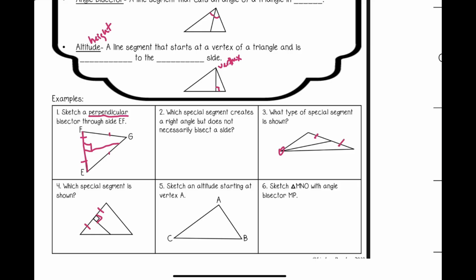Number 5, sketch an altitude starting at A. So you want that altitude to come from here. Where does it go? What does it do? And then 6, sketch triangle MNO with an angle bisector MP. So here's M, N, O. Now make the angle bisector starting at M, and the end point of it will be P. So you're going to have to make the P.